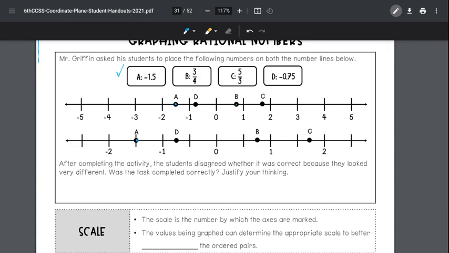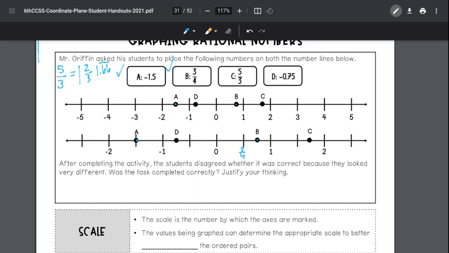B, 3/4. So it should be before 1. There it is. Looks pretty good. Same thing on the second line. There's that halfway mark. So that would be 2/4. 3/4 looks perfect. C is 5/3. 5/3 is the same thing as 1 and 2/3, which is 1.66 repeating.